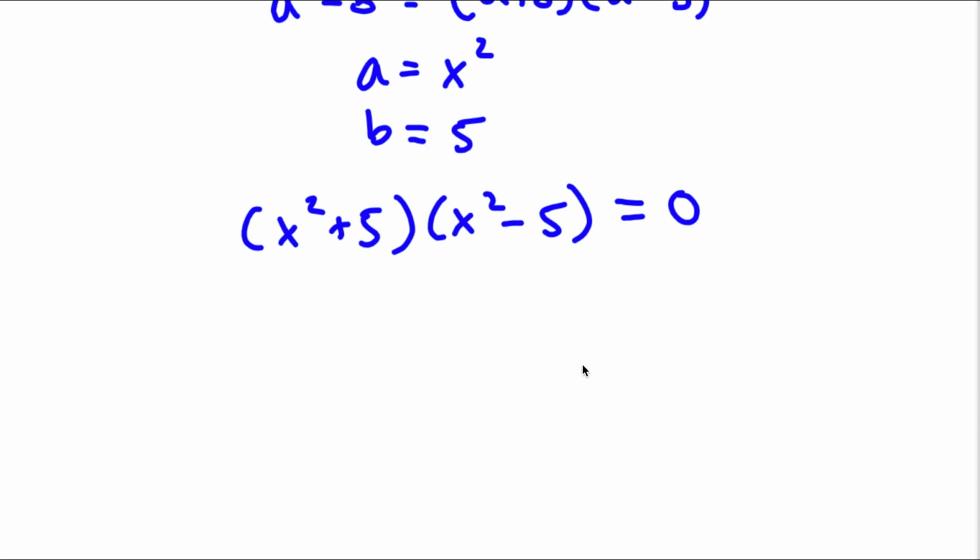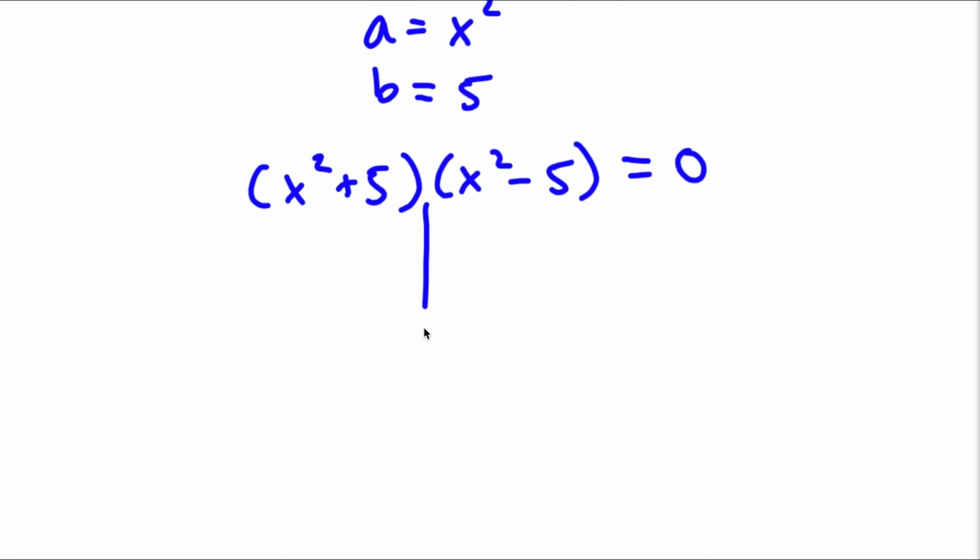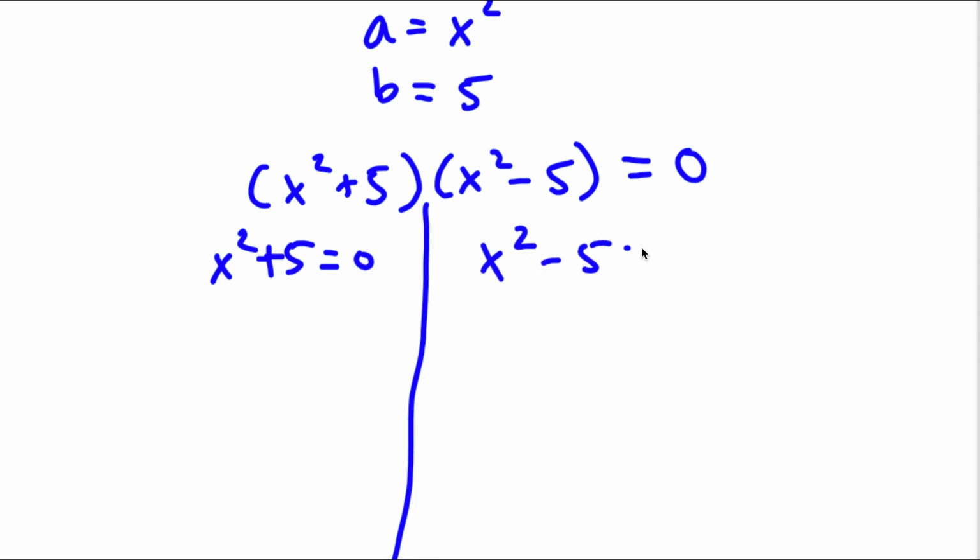So this gives me two equations. I have x squared plus 5 is equal to 0, and I also have x squared minus 5 is equal to 0. So for x squared plus 5 equals 0, I can first start by subtracting 5 on both sides. So I have x squared is equal to -5.